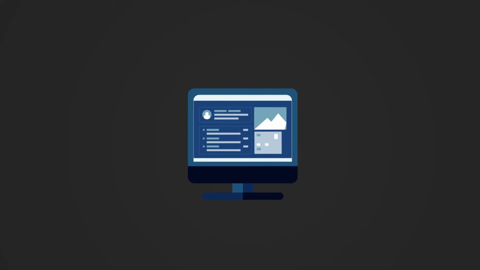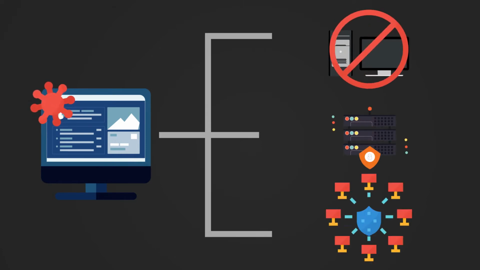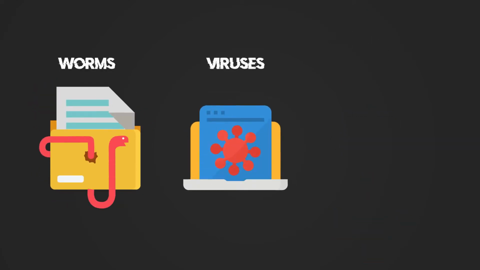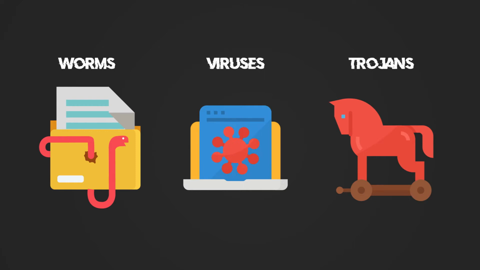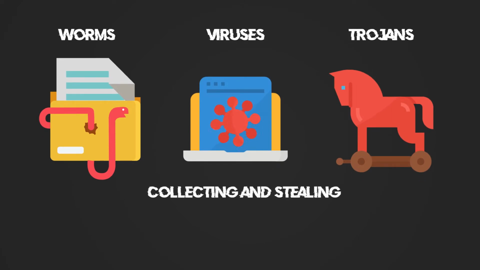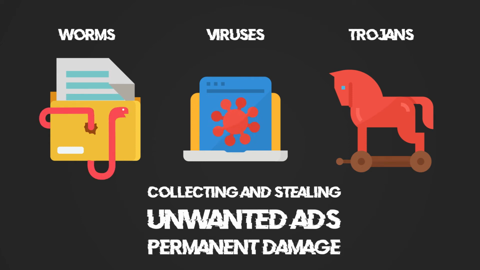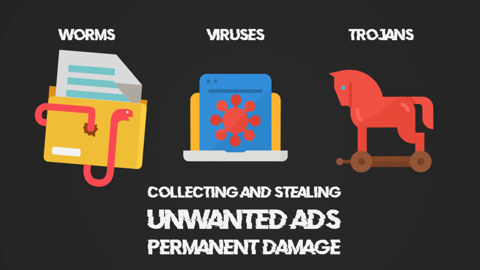Malware can refer to any kind of malicious software that is designed to cause damage to a single computer, server, or computer network. Worms, viruses, and trojans are all varieties of malware. These variants may be designed to do anything from collecting and stealing sensitive information to presenting unwanted ads to causing permanent damage to an infected machine.